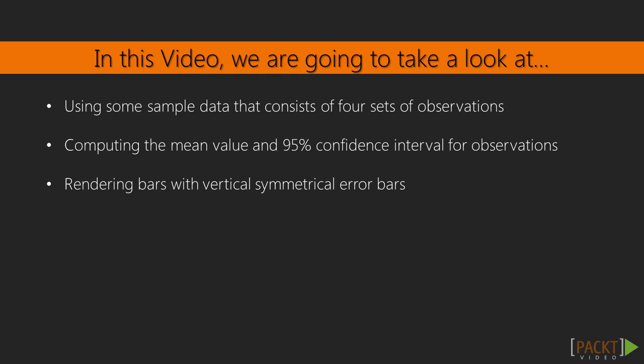We'll first use some sample data that consists of 4 sets of observations, and then we'll step ahead to compute the mean value and 95% confidence interval for those observations. At the end we'll render bars with vertical symmetrical error bars. So let's now move on and see how to go about it.